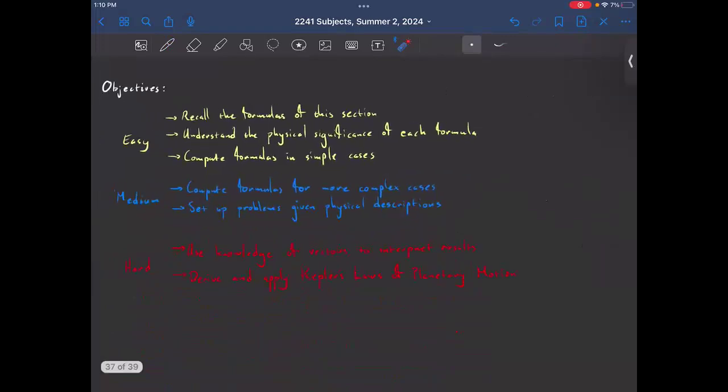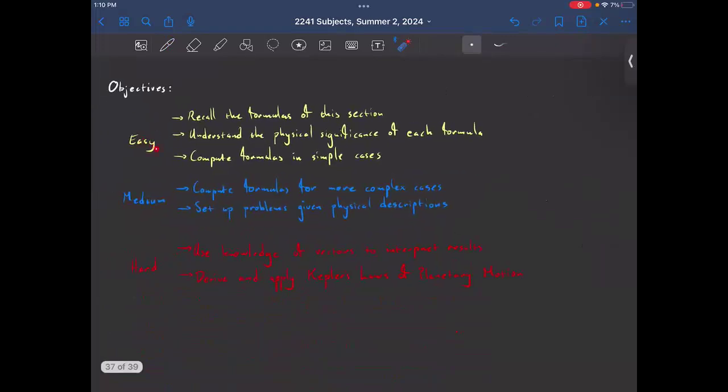Last is our objectives here. So as usual, easy, medium, hard. One, I want you to recall the formulas in this section. When you're doing sort of physical stuff like this, it's really helpful to just have those in the back of your mind. I want you to understand the physical significance of the formulas.